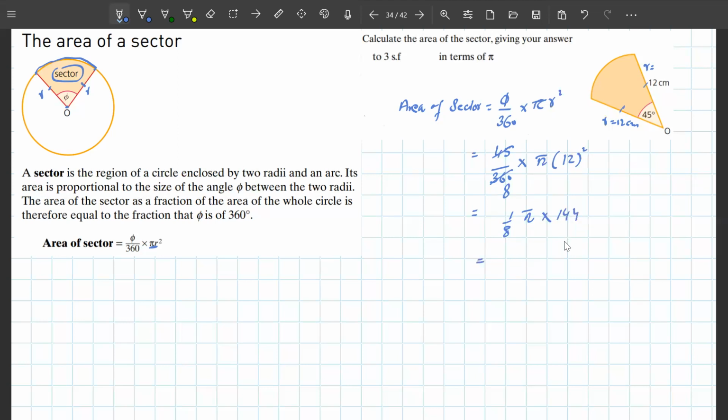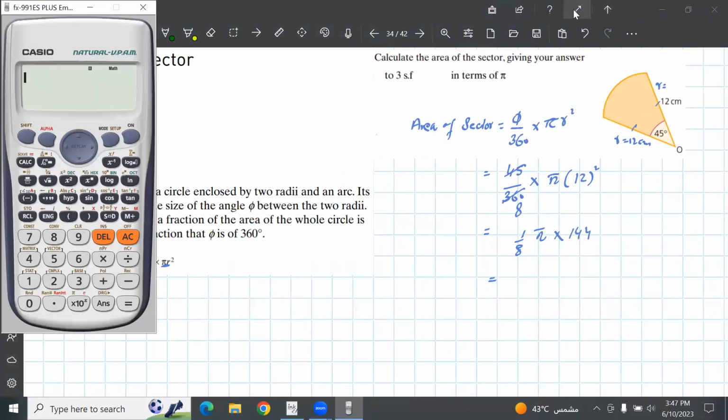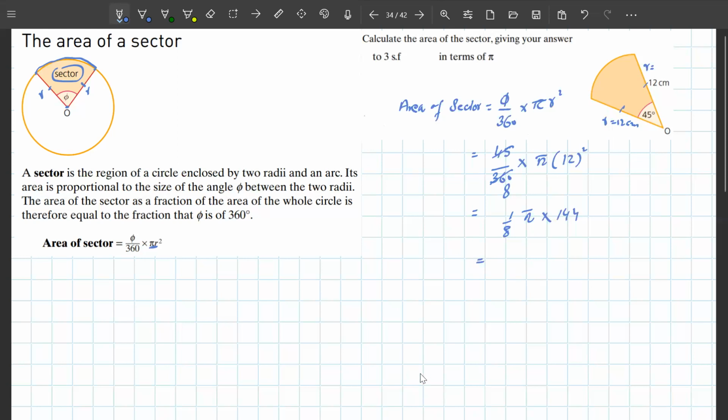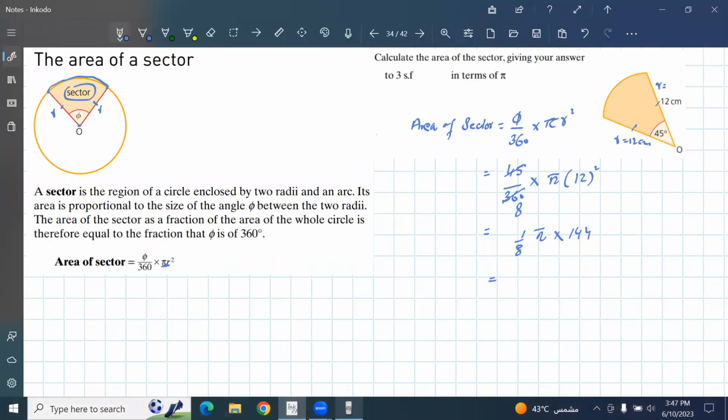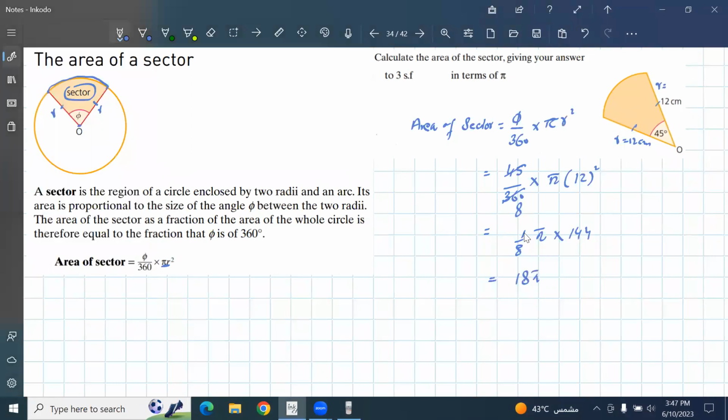And if you check 144 divided by 8, we can check in the calculator also. Here we have the calculator. Yes, 144 divided by 8 gives us 18 pi. This is the answer in terms of pi.